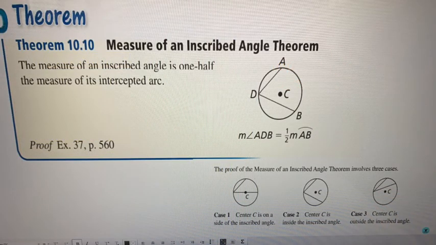Now we have a theorem. The measure of an inscribed angle theorem. The measure of an inscribed angle is 1/2 the measure of the intercepted arc.